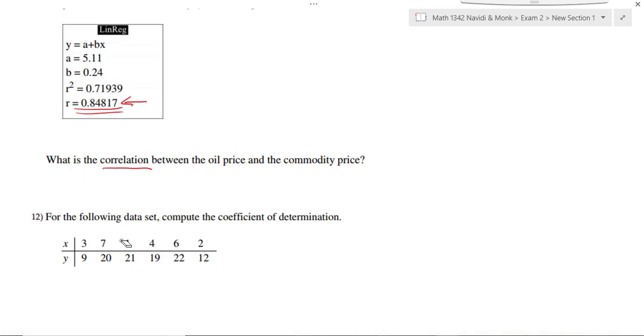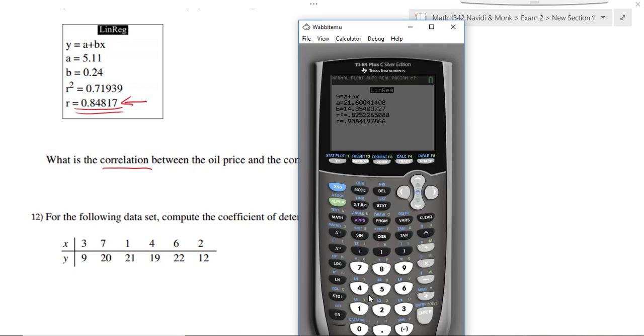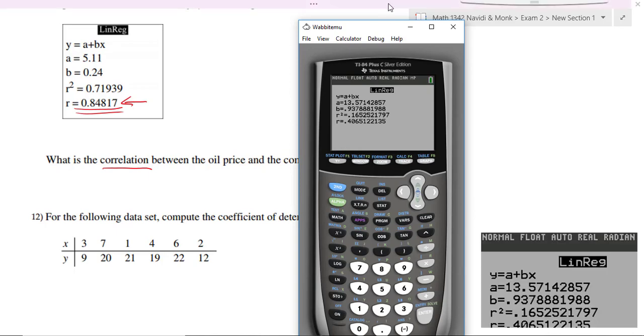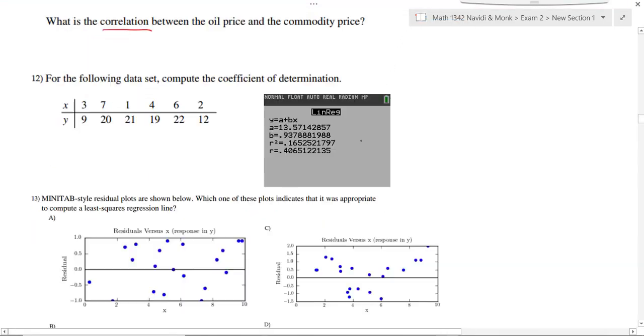So let's look at number 12. For the following data set, compute the coefficient of determination. That's just the R squared. So we go to our calculator, put our data into the calculator, but first clear out what you have in there. Go to your home screen by hitting second mode. Then we hit stat, go over to calc, number 8, calculate. And what is our coefficient of determination? The answer here would be R squared.